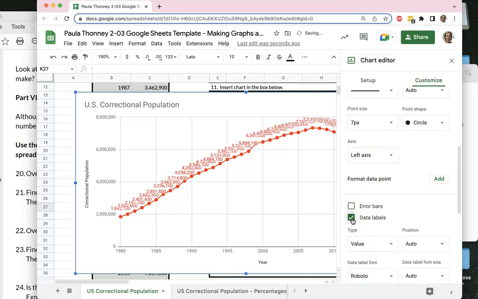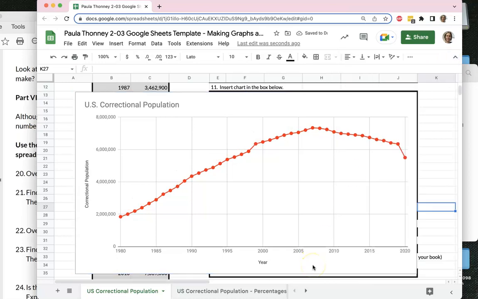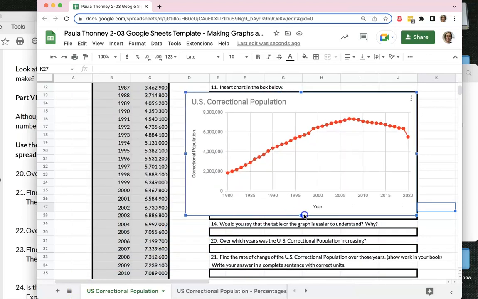What about data labels? Oh, that really cluttered up the graph. If you didn't have that much data, maybe that would be useful. I like it. It's probably not going to work when I shrink it back down. Let's see how crowded it looks when I shrink it.